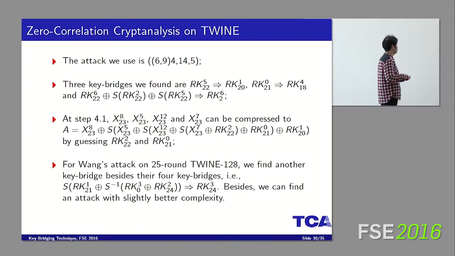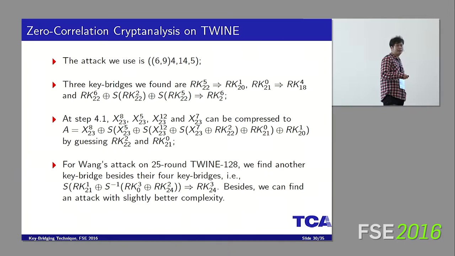For the attack on 25-round TWINE-128, we find another key bridge besides their four key bridges, like this. This can give a better complexity. Besides, we can find an attack with a slightly better complexity.